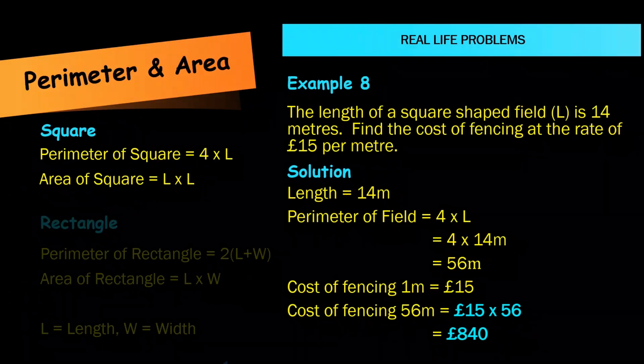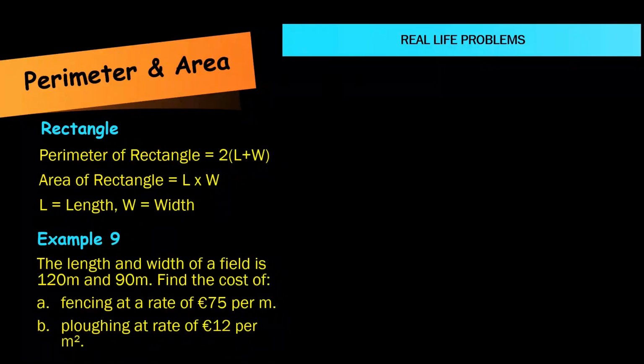Now let's have a go at another example. Pause the video and have a go. Press play when you're ready to view the solutions. In this example, we have that the length and width of a field is 120 meters and 90 meters respectively. We are required in Part A to find the cost of fencing at a rate of €75 per meter, and in Part B, the cost of ploughing at a rate of €12 per meter squared.